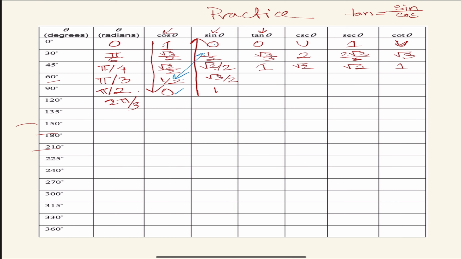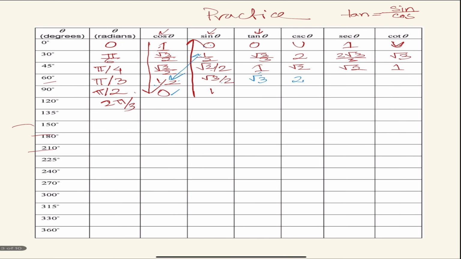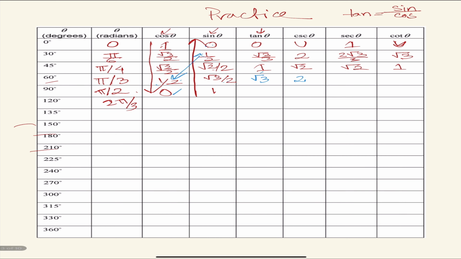Okay, same pattern. For tan theta, we got the same thing. For tan theta, you just divide. This one, sine theta divided by cosine theta, you get square root of 3 for 60 degrees. For cosecant theta, you have to flip it, so it's going to be square root 3 by 3. And secant theta is going to be 2.